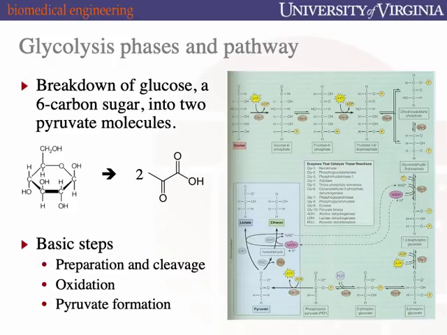So let's talk a little bit about the molecules in greater detail. This is glucose, the input to glycolysis, a 6-carbon sugar. The outputs of glycolysis are two molecules of pyruvate. Its chemical structure is shown here. 1, 2, 3 carbons. So you go from 6 carbons to 2 times 3 through the steps of glycolysis.